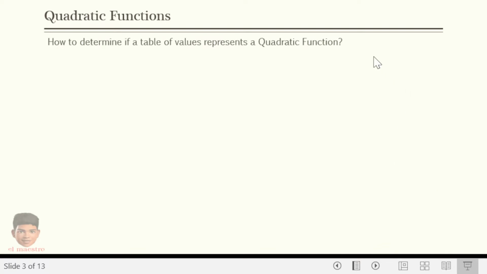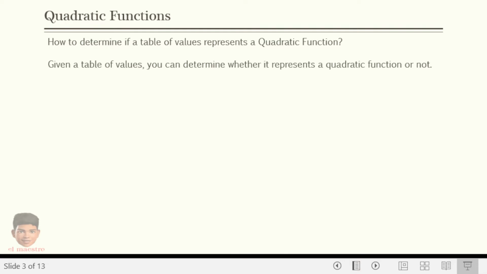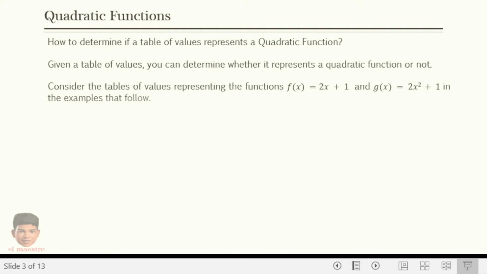So, in this discussion, we're going to first determine, okay, if the table of values represent a quadratic function. Okay? So, alamin natin table of values. Siguro alam niyo na to, table of values. Okay? So, tingnan natin ito. So, consider we have two functions here. We have f of x is equal to 2x plus 1, and another, meron tayong g of x is equal to 2x squared plus 1.